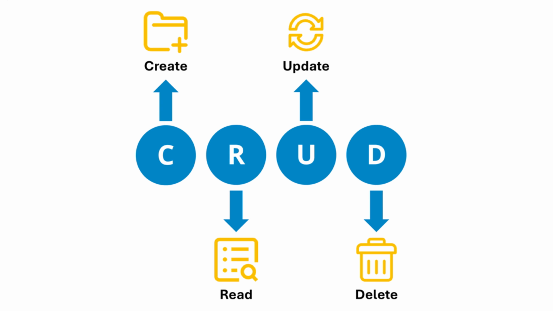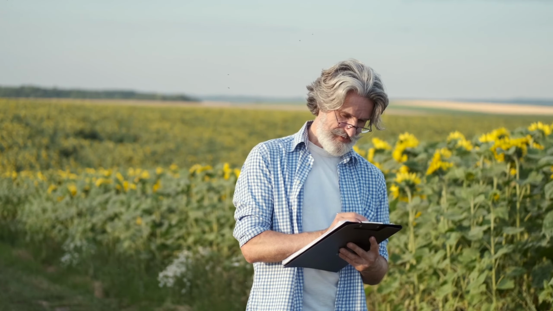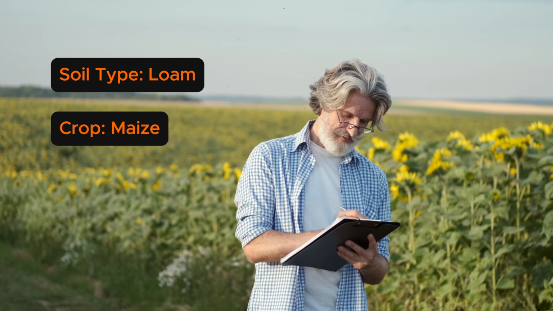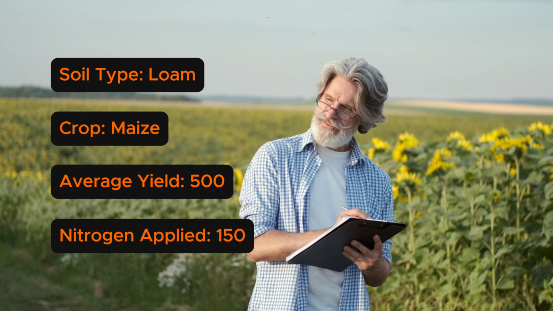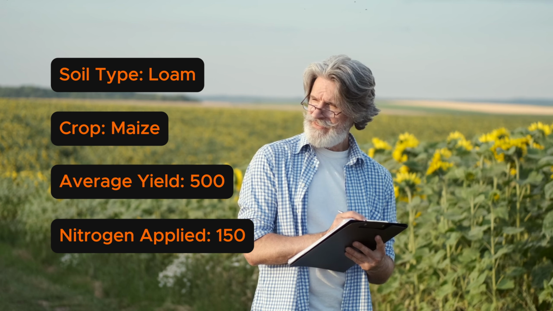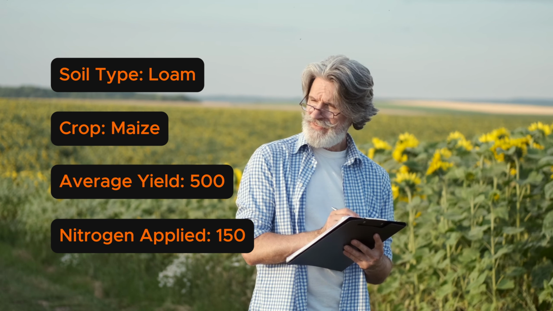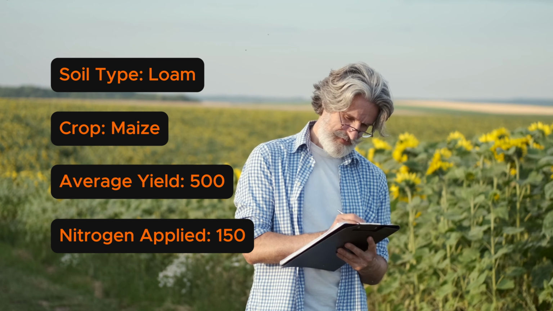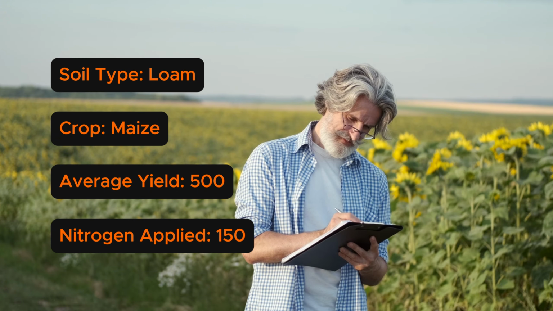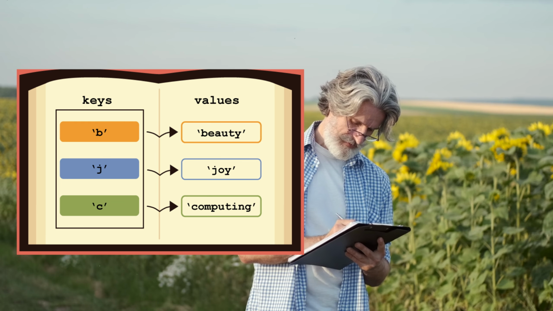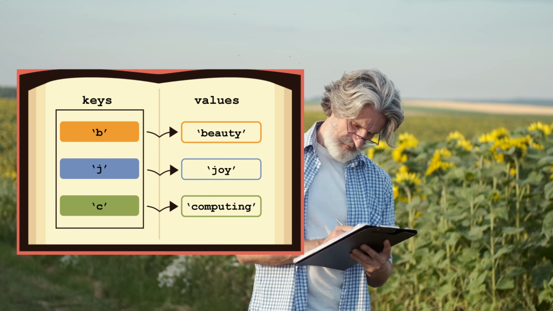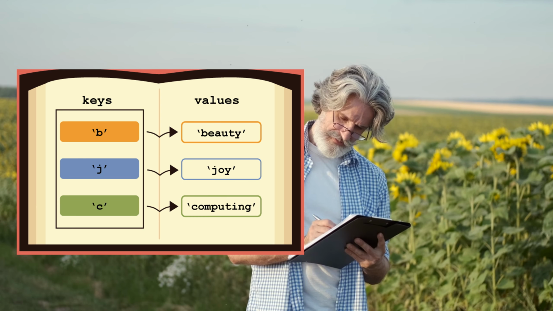Let us begin. So, what is a dictionary? Imagine you are monitoring a farm field and you collect data like soil type, crops, average yield, nitrogen applied, and all other information. Each piece of information has a label, and that is exactly what a dictionary does. It stores information using labels called keys, and each key has a value. So let us build our first agricultural dictionary, for example.